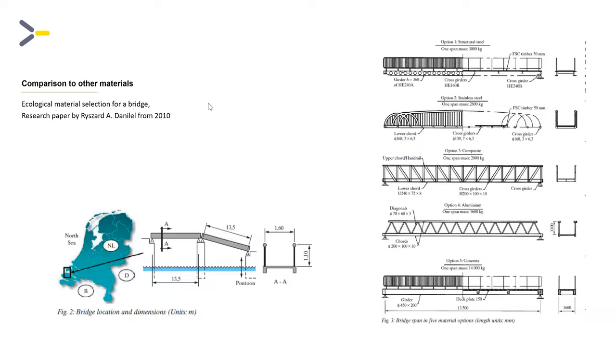So he looked at bridges made from structural steel, with one span weighing around 3,000 kilograms. The second option was stainless steel, in this case 316. The third option was a composite bridge, which had a weight of 2,000 kilos. This also includes all the brackets and steel parts. The fourth option was an aluminum bridge, which was the lightest in this case, and the fifth option was a concrete bridge, which was actually not possible due to the pontoon and the extremely heavy weight.